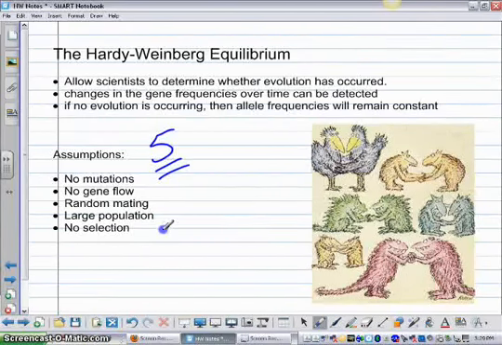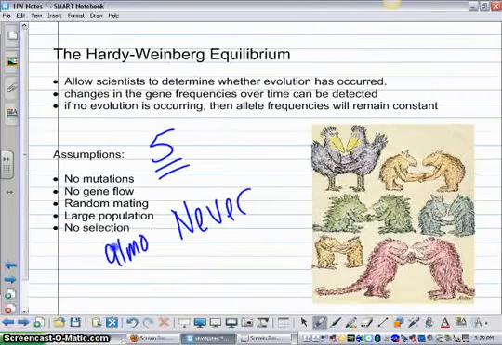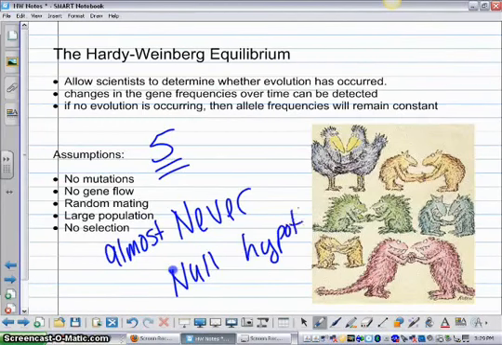So you can see that this is a never going to happen type situation, or almost never at the very most. And so we're basically making our null hypothesis here. Our null hypothesis is that there is no evolution, and we go ahead and investigate the gene frequencies, and if they don't fit the null hypothesis, then we go ahead and look at what's happening.